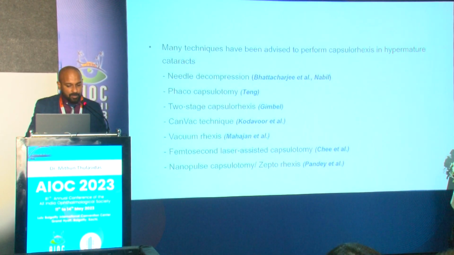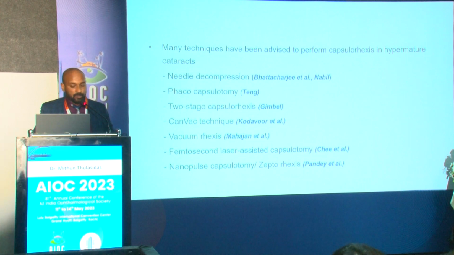Many techniques have been advised to perform capsulorhexis in hypermature cataracts, including the needle decompression technique, which is more popular, I feel, initially introduced by Bhattacharya et al., where we use a 26 gauge needle to make a nick in the center, aspirate the liquefied cortex material, and then proceed with the conventional rhexis. Then we have phaco capsulotomy using the phaco probe, 2-stage capsulorhexis, CanVac technique, and vacuum rhexis using a syringe and vacuum to control the rhexis. We have the sewing needle microcapsulotomy also, using a similar technique of needle decompression. And then the latest technologies, femtosecond based capsulotomy and septorhexis.